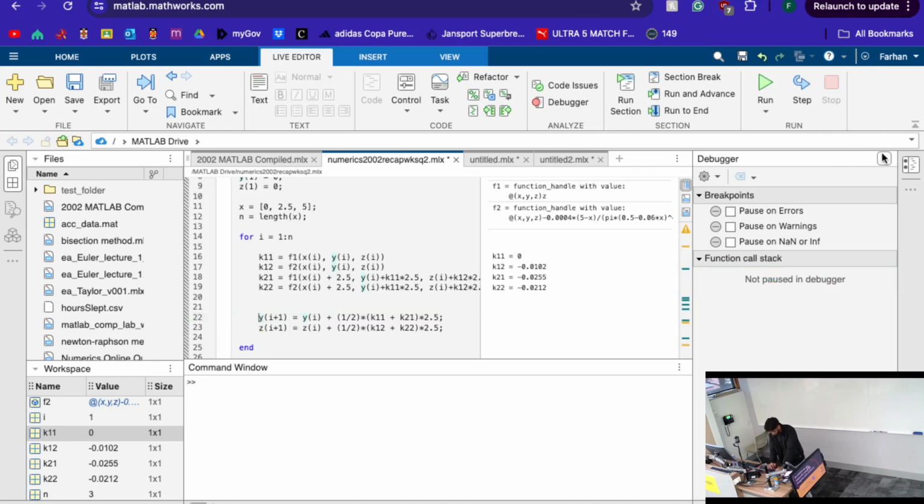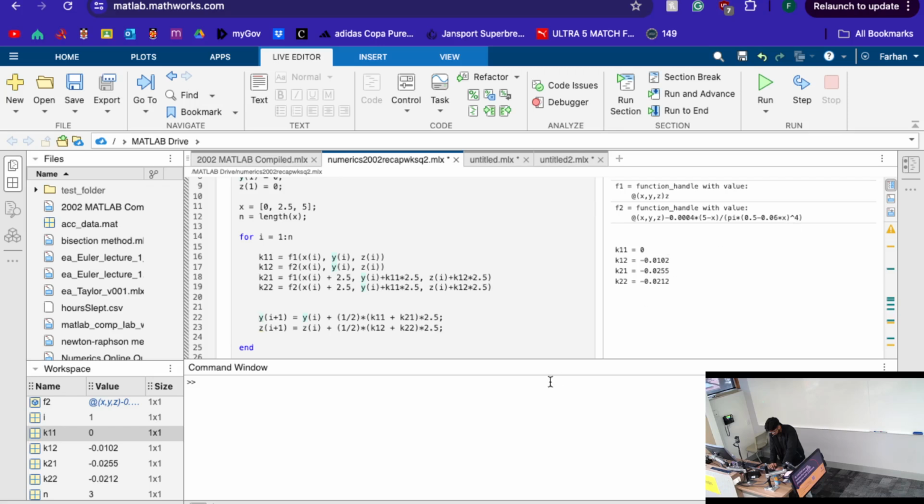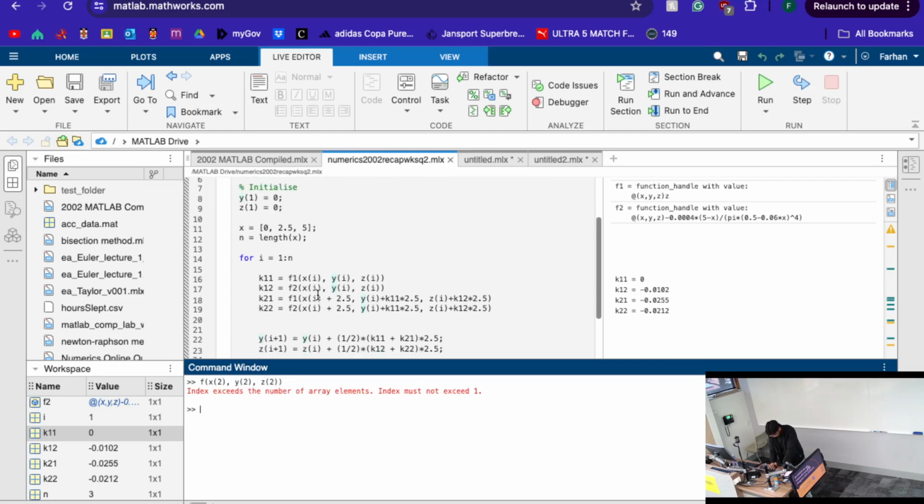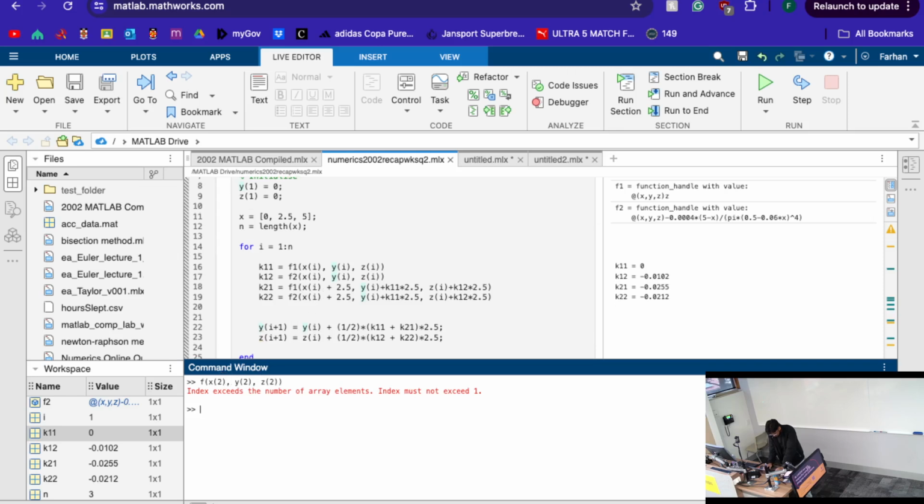Stop. How do I get rid of this? So yeah, as I showed earlier, so x1, I'll do 2. What the hell? Oh, okay, that's why. It should be F2 or F1. No, sorry, K11. Sorry.